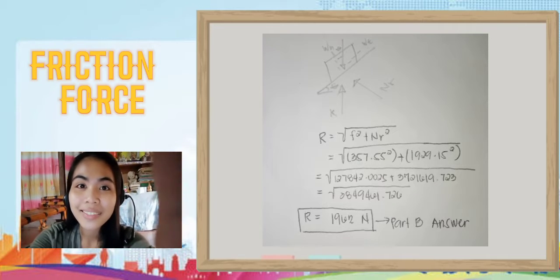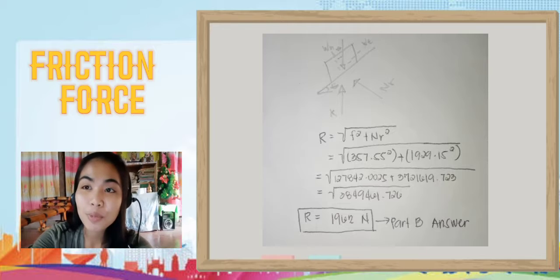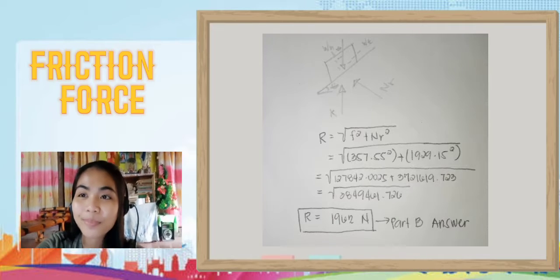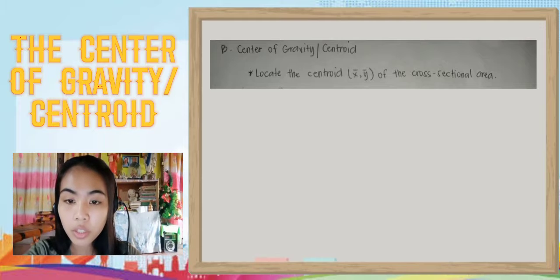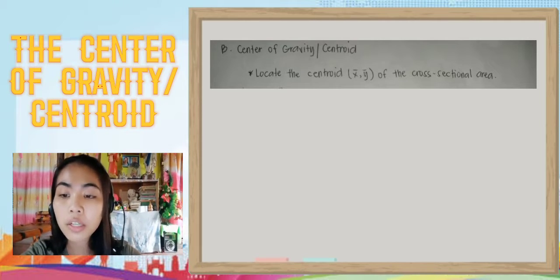Okay? Did you get it? Let's proceed to another example. So, our second problem is all about the center of gravity, or centroid. So, this is an example from the book of Hibbeler. Locate the centroid of bar X and bar Y of the cross-sectional area.